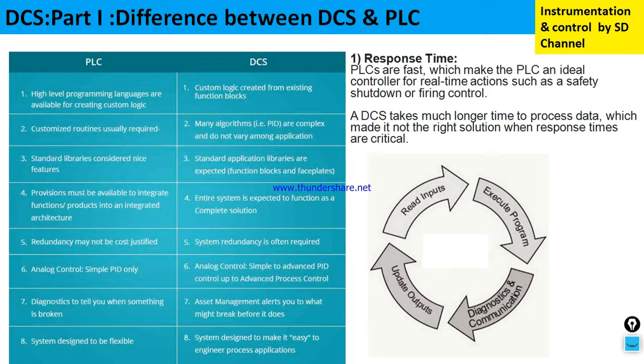Now, in case of DCS, the number of outputs is more, inputs are more, and there is a huge programming length. So reading the input, executing the program, and updating the output in case of DCS takes more time. So the scan time for DCS is more than the PLC.